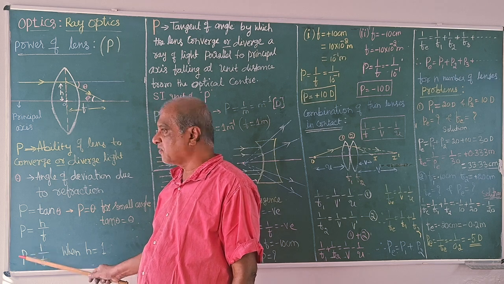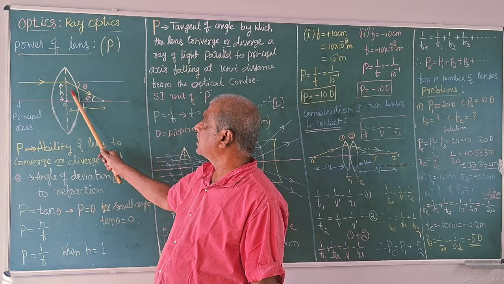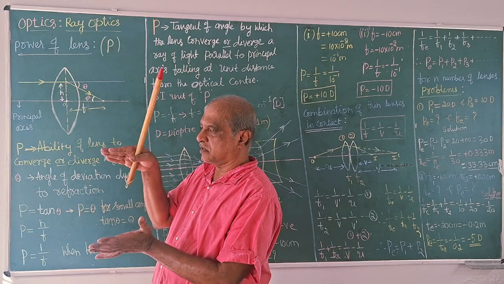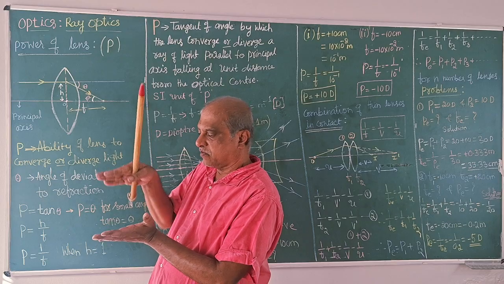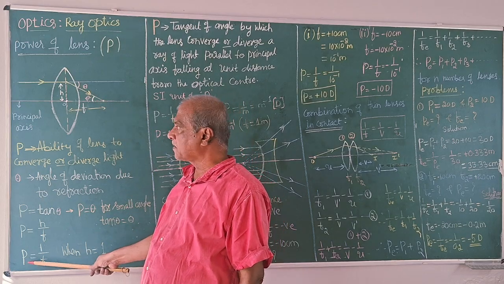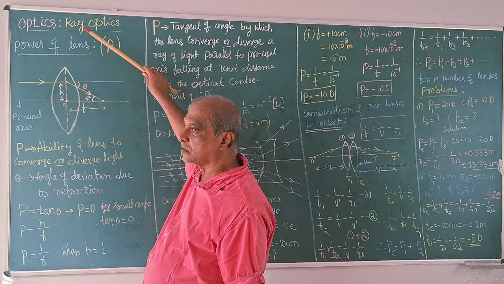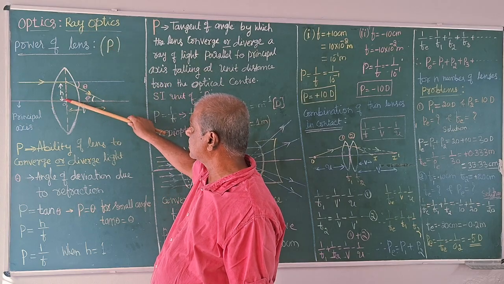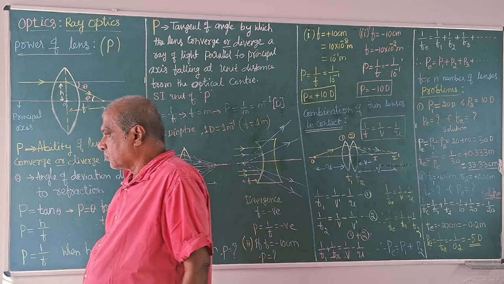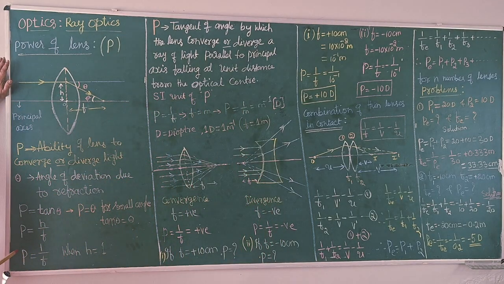That is, the power of a lens depends on the ability of the lens to converge or deviate, or refract, the degree of refraction. It is called the power of lens. More convergence, higher value. That is power of lens. So the inverse of this f is called the power of lens.